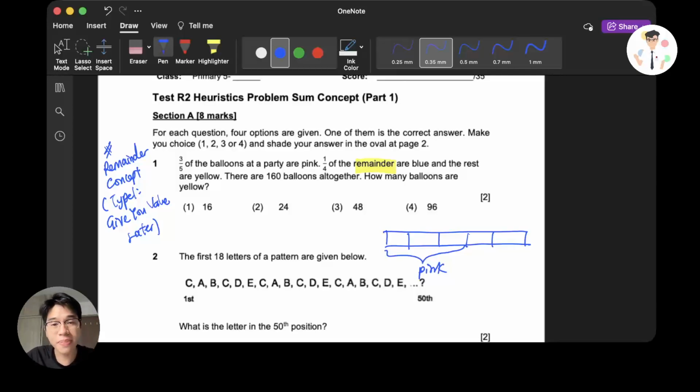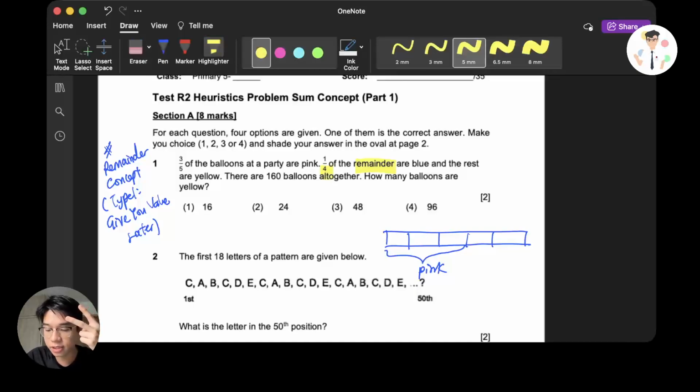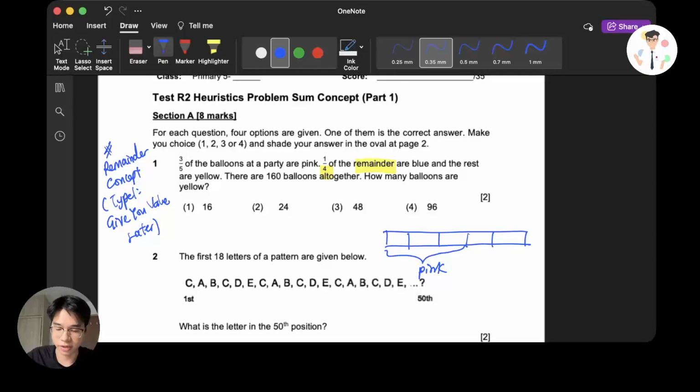And it says 1 out of 4 of the remainder are blue. Now, what is my remainder? These 2 are my remainder. But my remainder is supposed to be 2, yet here it says 4, because 1 out of 4 are blue. That means the remainder is 4 units, and out of these 4 units, 1 is blue. But my remainder here is supposed to be 2. So one says 4, one says 2. These are supposed to be the same, but they're not the same.